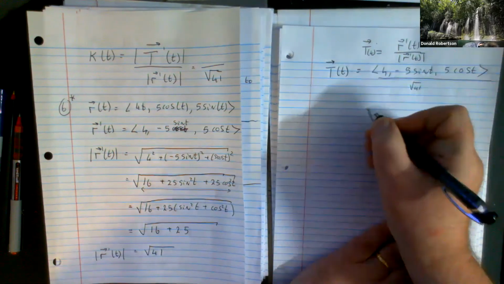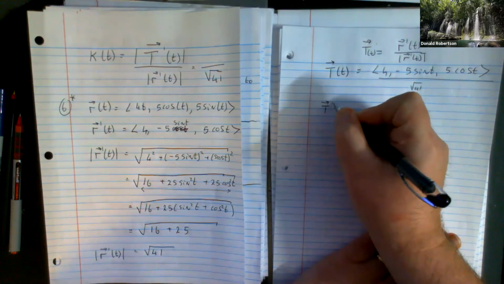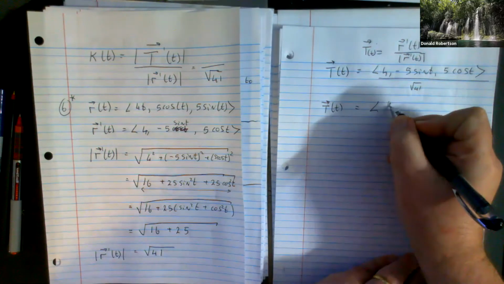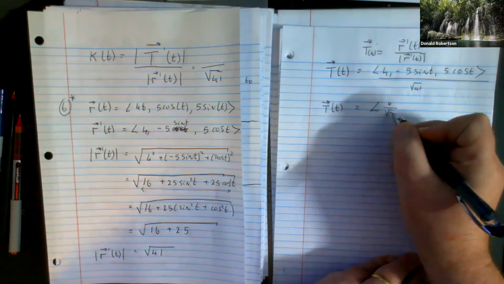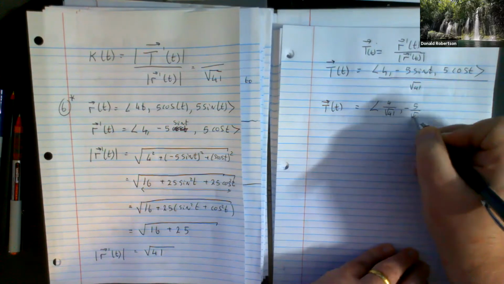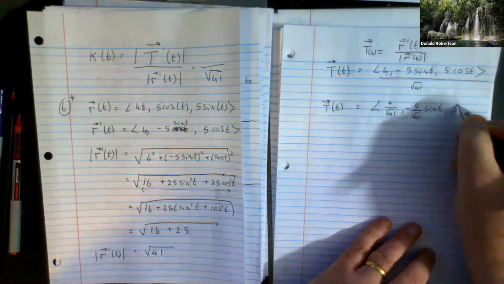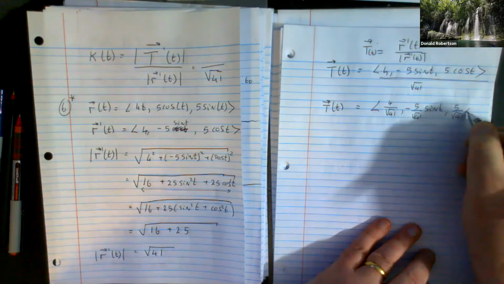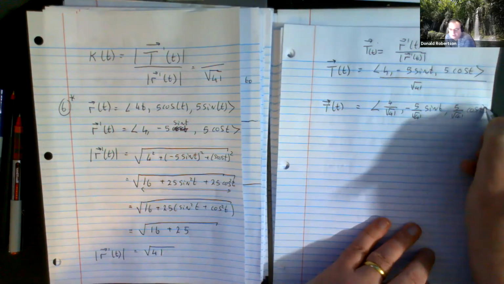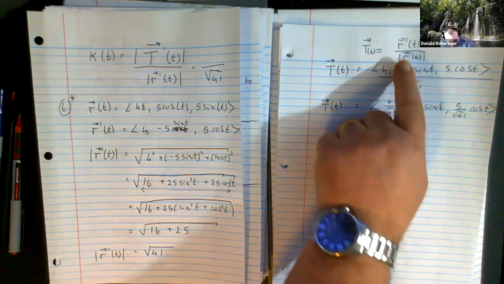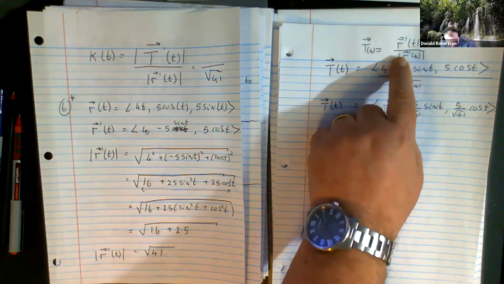So the unit tangent vector is 4 over the square root of 41, comma, -5 over the square root of 41 sine t, comma, 5 over the square root of 41 cosine t. Are you happy about where the unit tangent came from? It's the first derivative divided by its length.